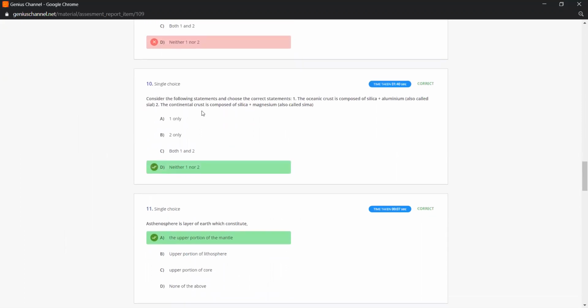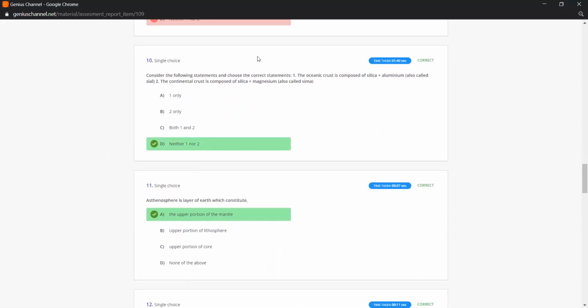Then comes: consider the statement correct. So this is also very important. You have to understand what they are asking, correct or incorrect. Otherwise, you will be in trouble.